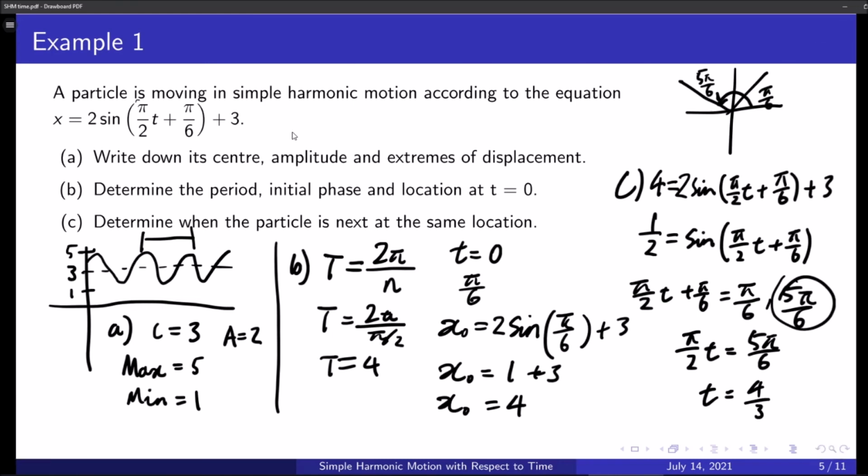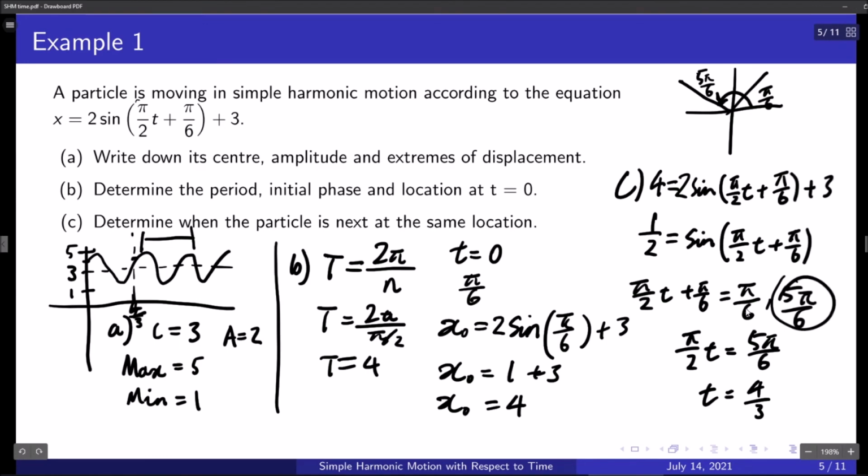So when t equals to 4 over 3, the x value becomes 4 again. So the particle is at the initial position. So basically the idea is starting here. Okay, so initially the particle was here, and then after a cycle, when t equals to 4/3, we get 4 again. And yeah, that's pretty much it.